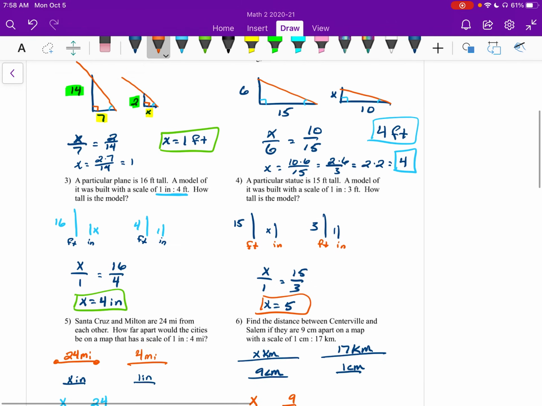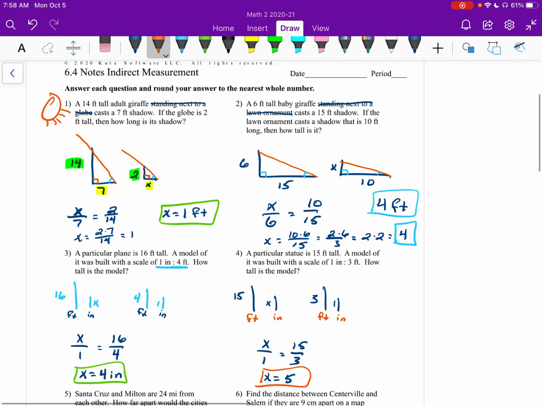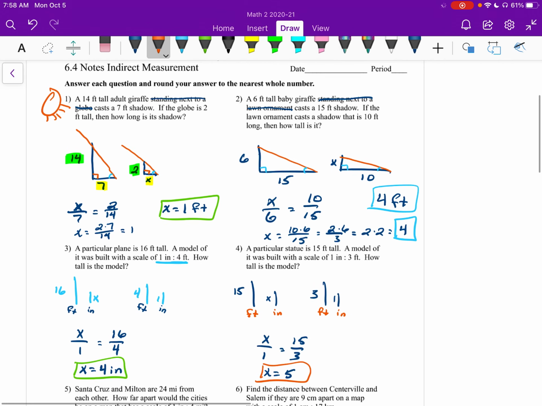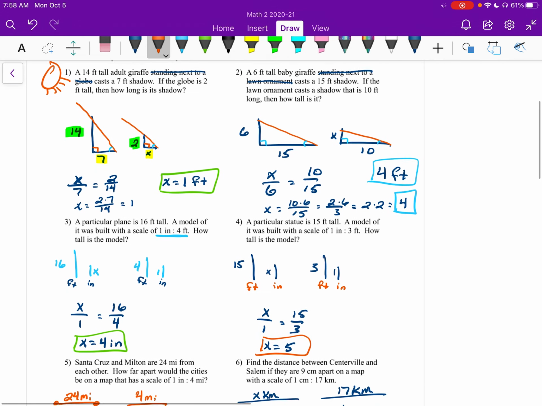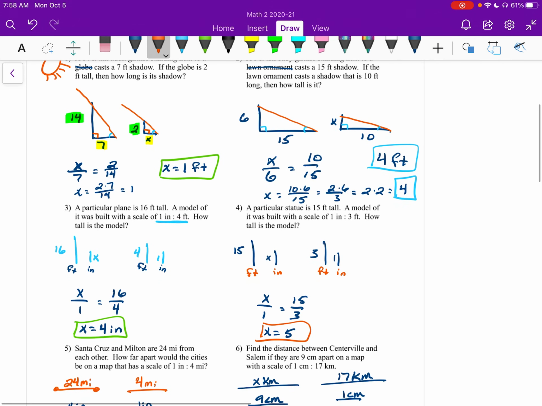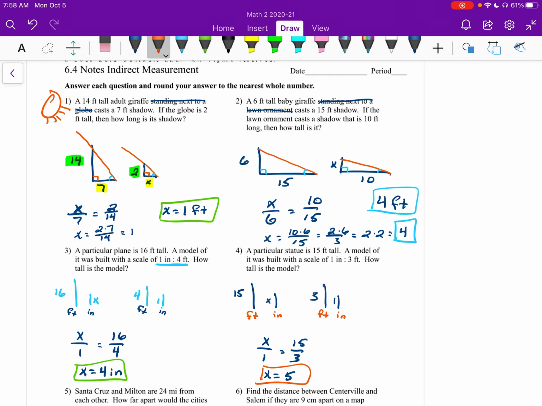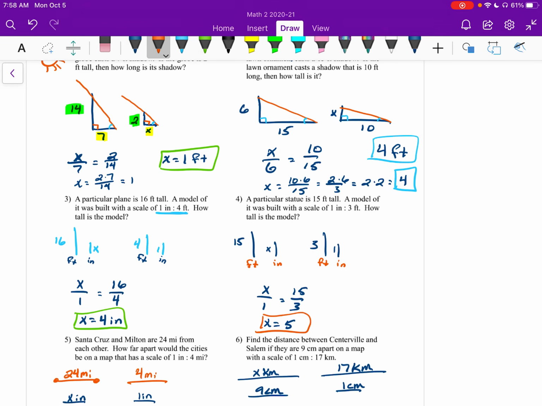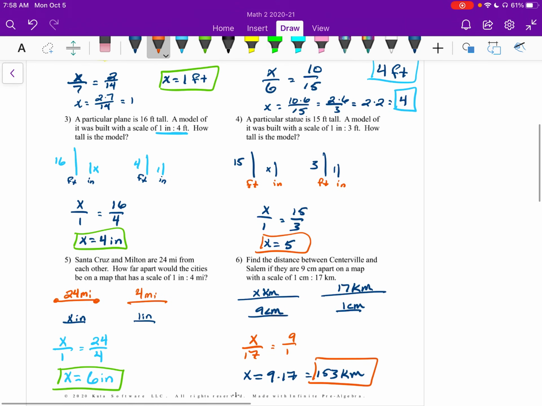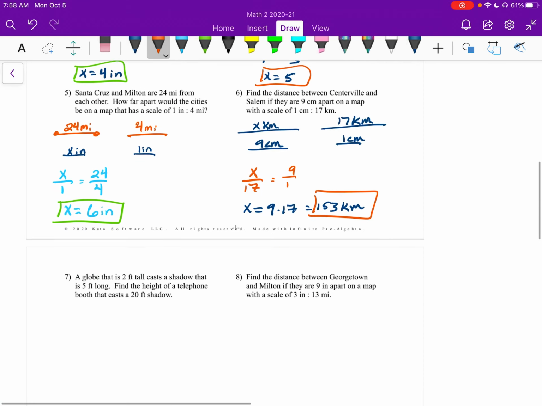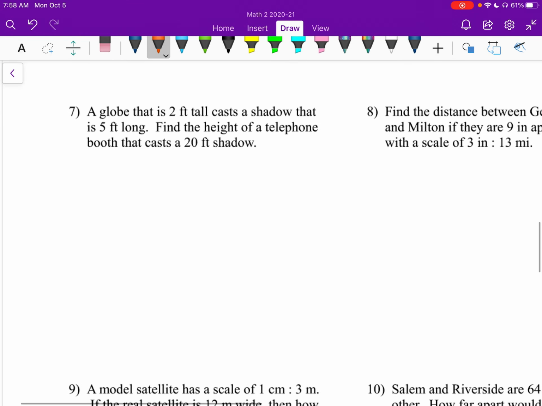All right, so those are the 3 different types of problems. Notice that they're grouped up on the front page of the notes. On the homework, they aren't going to be grouped up like this. They're going to be kind of jumbled up. So we have number 1 and number 2 were about shadows. Numbers 3 and 4 were about models. And numbers 5 and 6 were about maps. So let's look at number 7. A globe that is 2 feet tall casts a shadow that is 5 feet long. So 2 feet tall, 5 feet long.